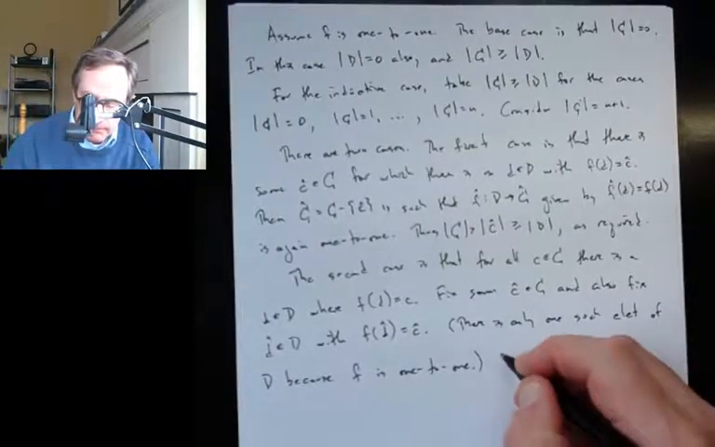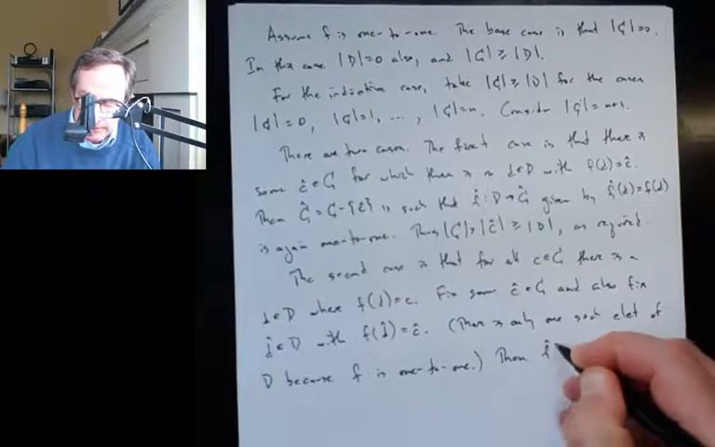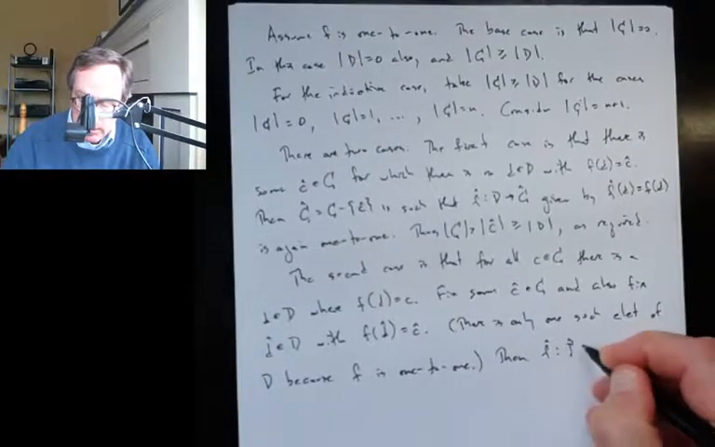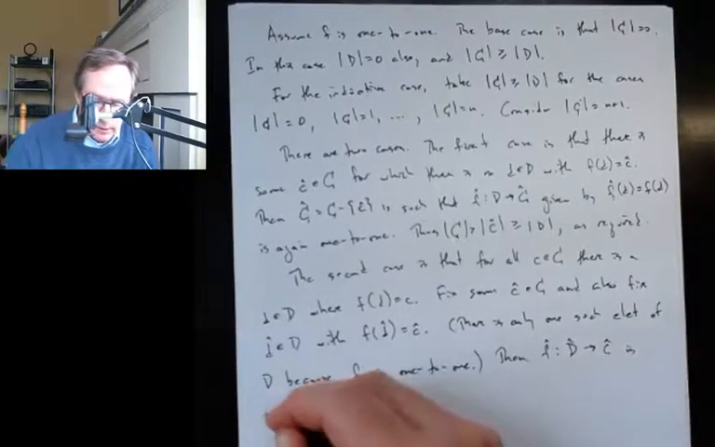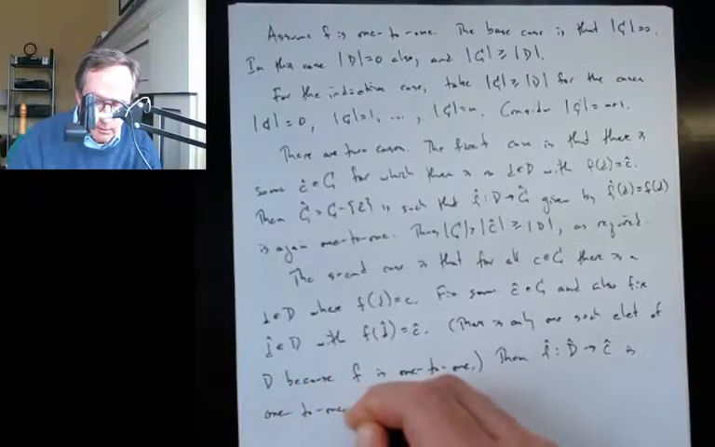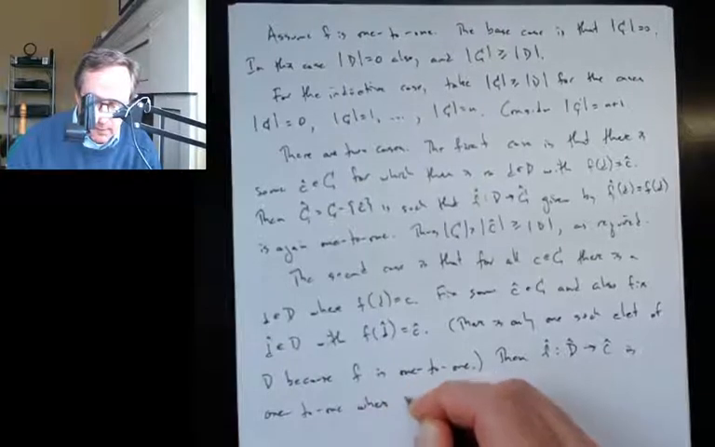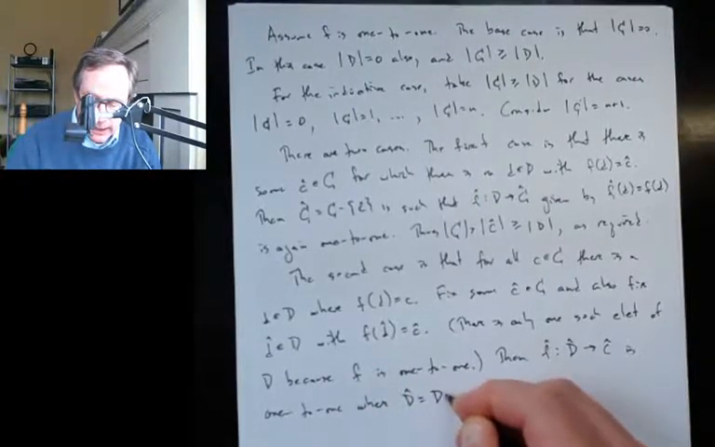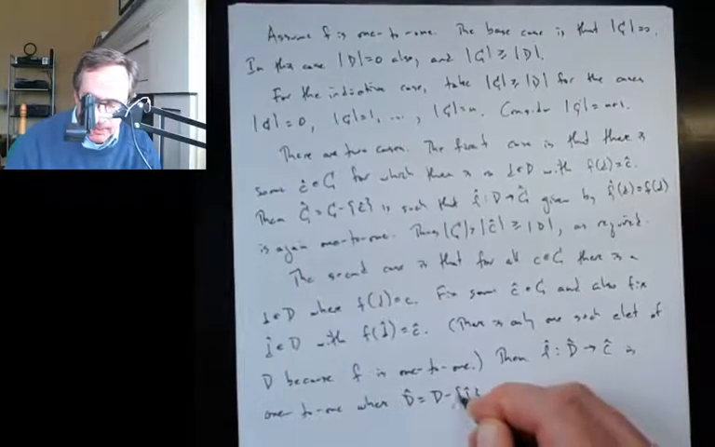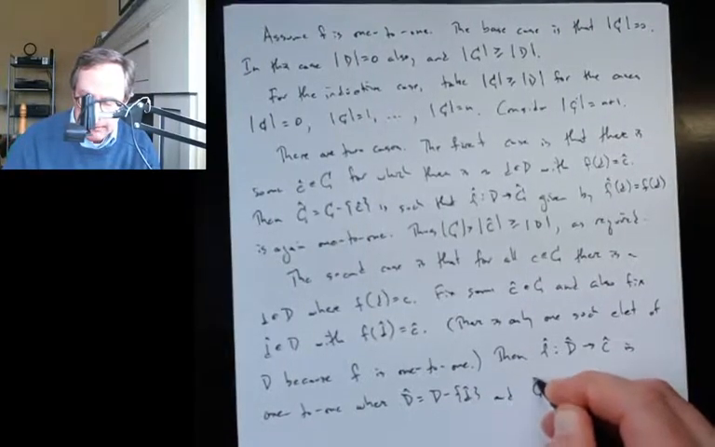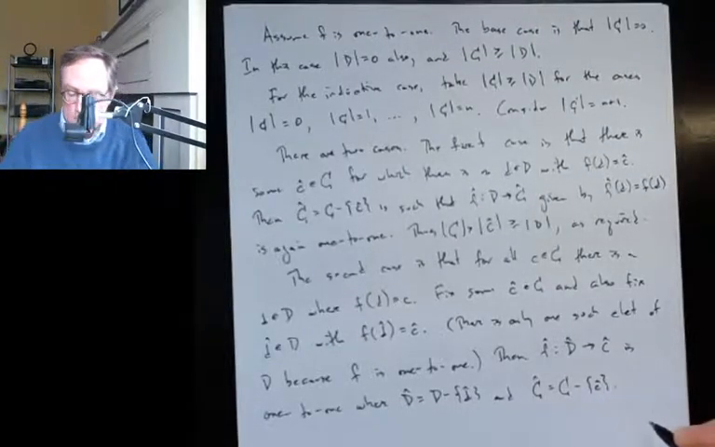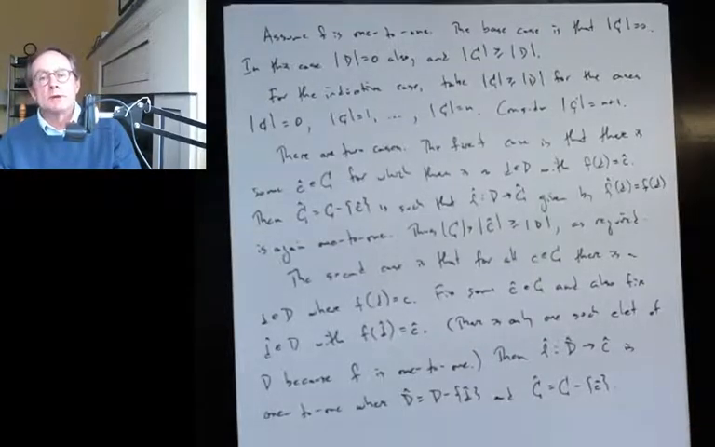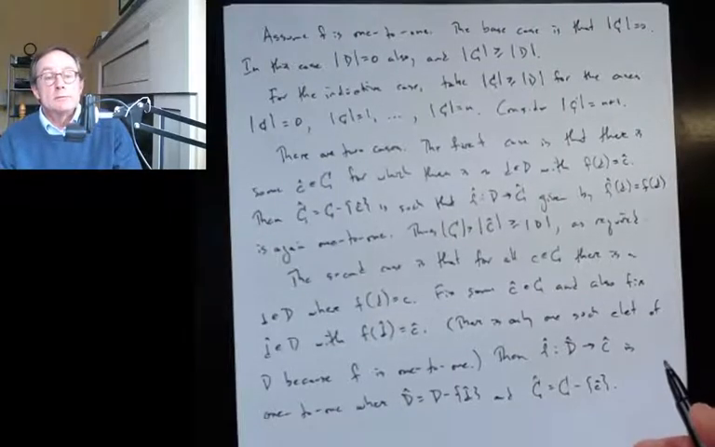Okay, then f hat mapping D hat to C hat is one-to-one, where D hat is D take away little d hat, and C hat is C take away little c hat. Because all we did was erase one arrow and the thing that begins it and the thing that ends it. So if the function was one-to-one before, it's one-to-one now.